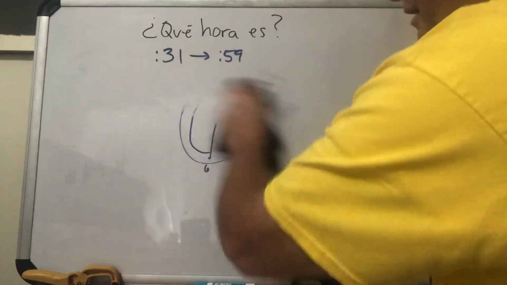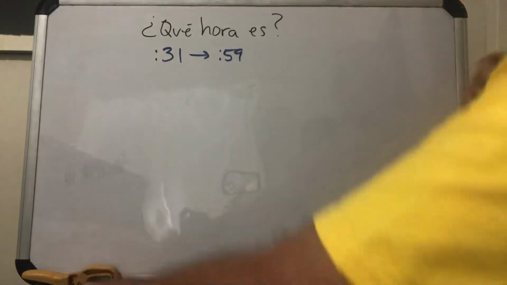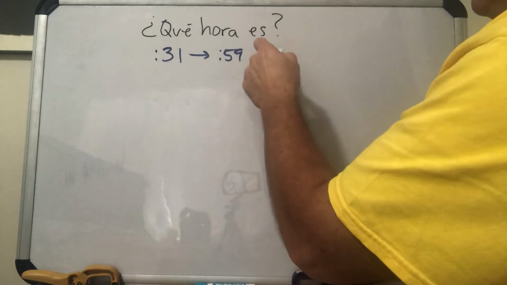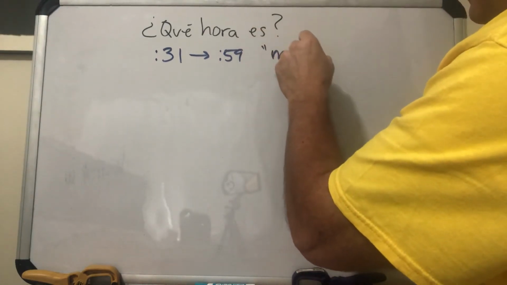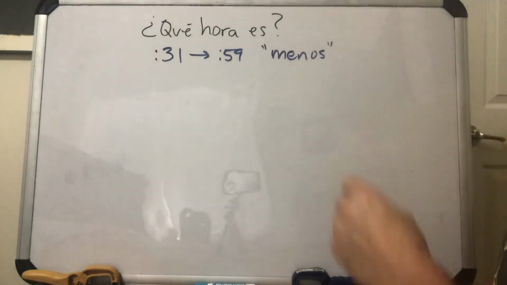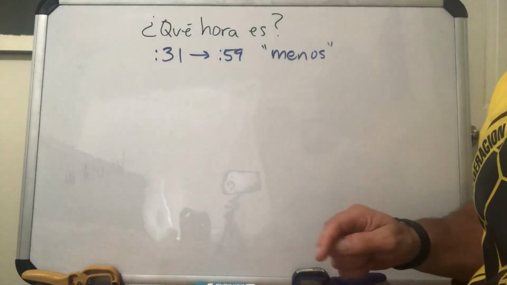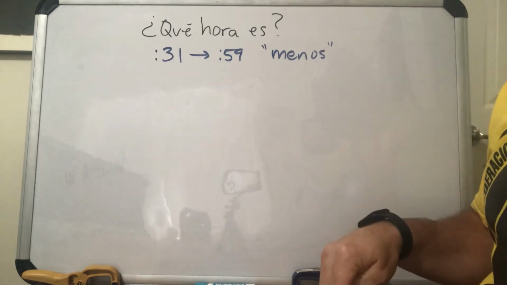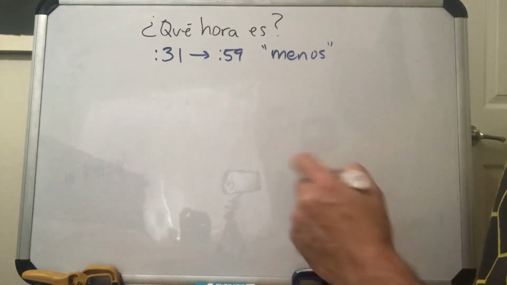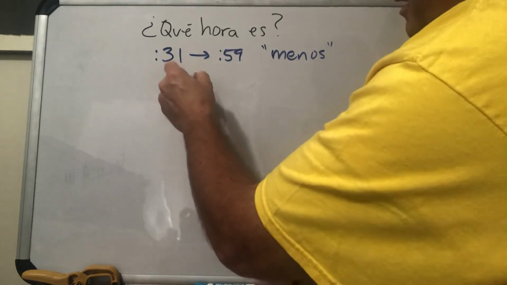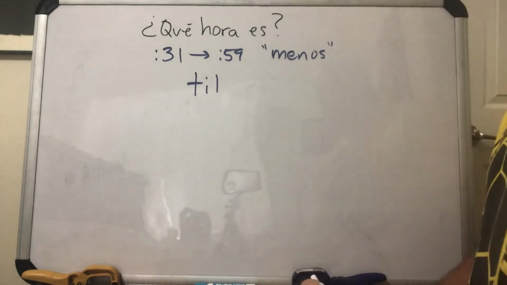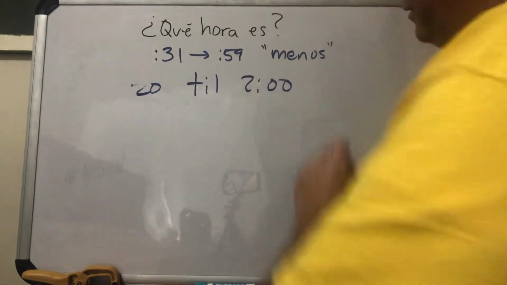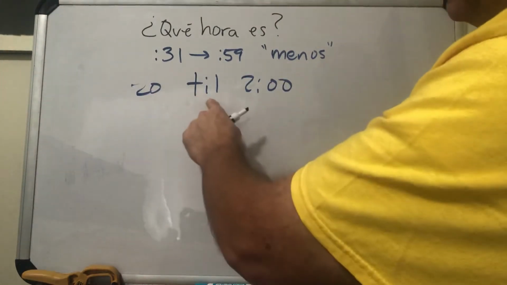Now, here's how I teach my students to come up with the right numbers. We're going to use the word menos to do these, which means minus. So we're actually going to say the next hour and then tell them how many minutes you need to subtract to get to the current time. I don't know if you've ever heard anybody say this when they're telling time. They'll use the word till, and they'll say like 20 till 2. And that really means 20 minutes until 2 o'clock.